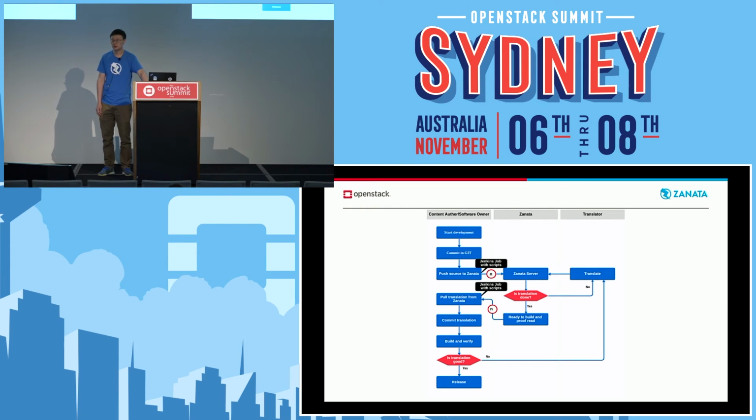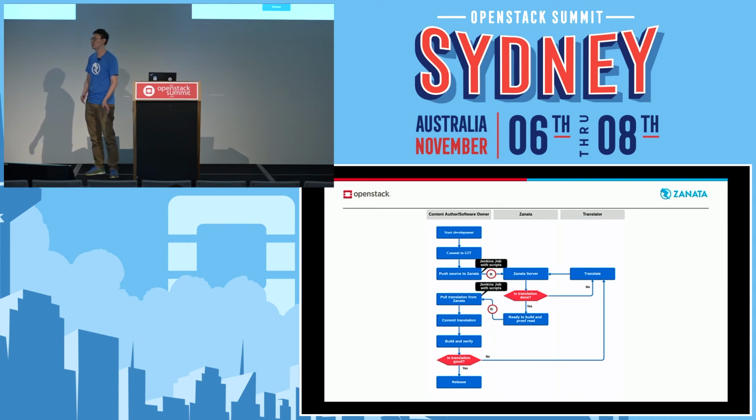So this diagram shows the basic workflow of how internationalization works. Suppose you are a software owner or content author. You do your work in a Git repository, so that's on the left-hand side. You start your work, and after a while, your work is ready to be published. At that point, you might want to start pushing your translatable contents into Zanata. Right now it's done by Jenkins via some scripts.